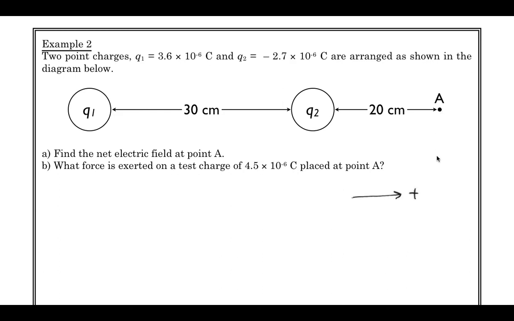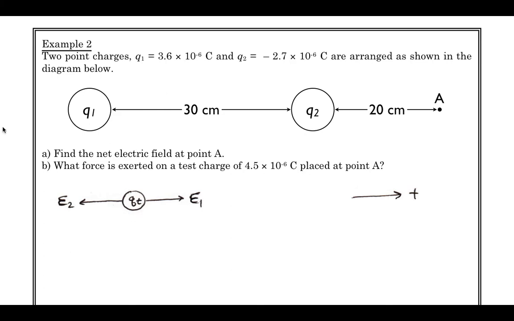All right, so we're going to set a positive direction in order to do this. And we're going to do a free body diagram of a test charge sitting at point A. That's going to help us determine the direction of the overall electric field. So here's our little test charge, and test charges are always positive.